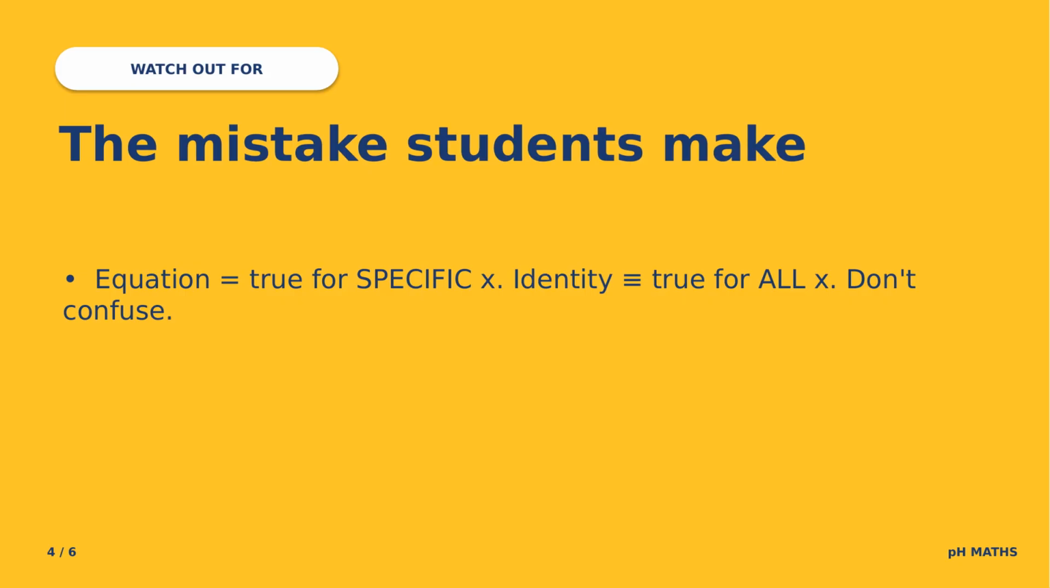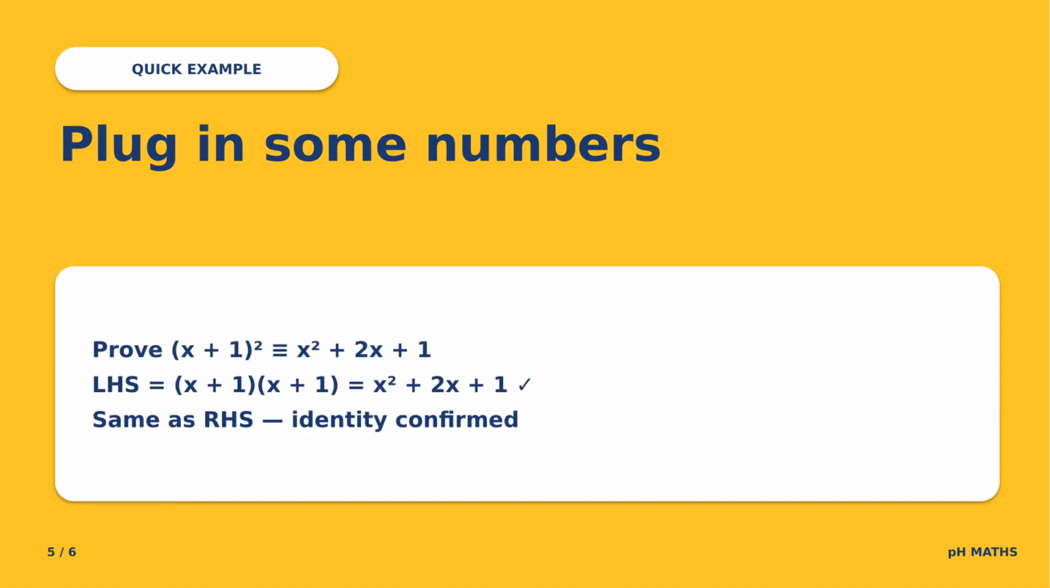Common confusion: equation versus identity. An equation is true for specific values of x, like x squared equals 4, which is true for x equals plus or minus 2. An identity is true for all values, every single one. Different concept, different symbol. Don't treat one as the other. Quick example: prove that x plus 1 all squared is identically equal to x squared plus 2x plus 1.